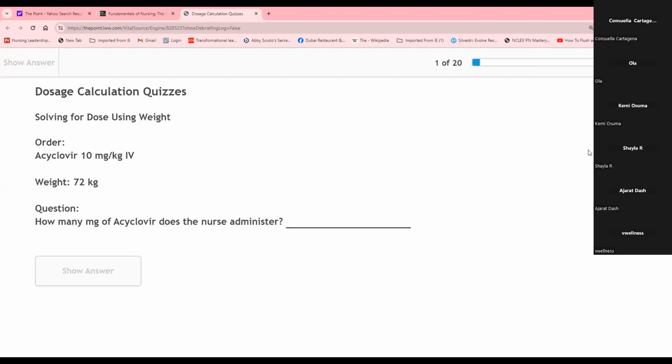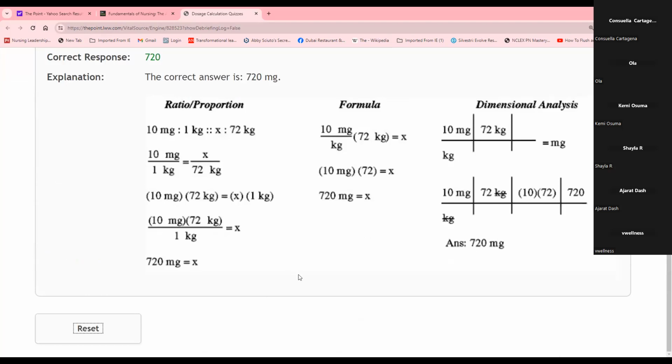So the doctor ordered acyclovir 10 milligrams per kilogram. Your patient's weight is 72. How many milligrams are you going to give? You don't even need a calculator for that, right? What are you going to give there? Do you see the screen? Is it 720? 720. Bam. Take a picture if you need to.